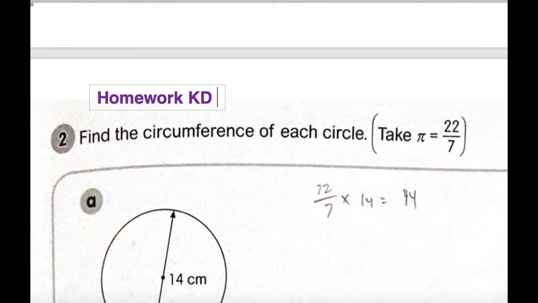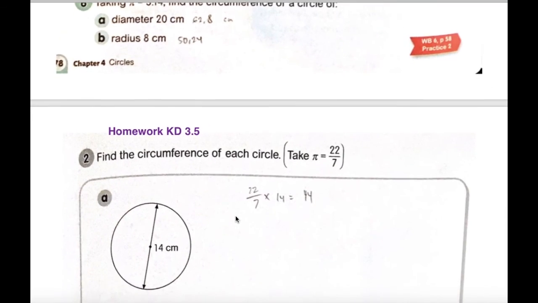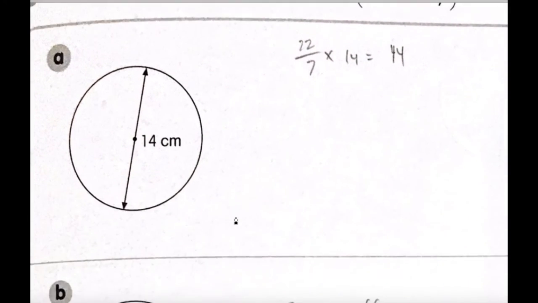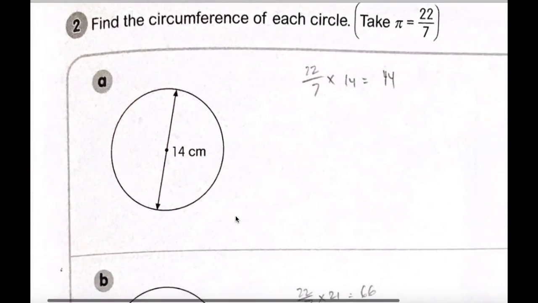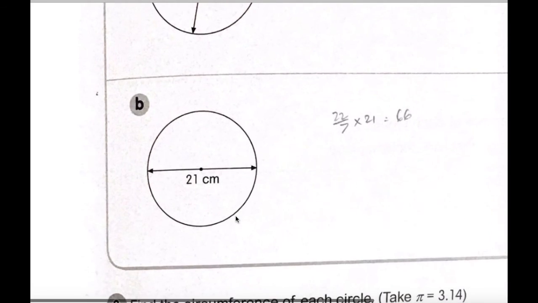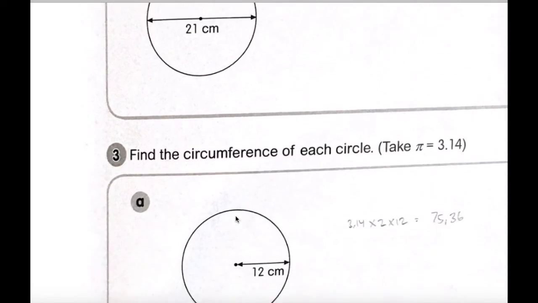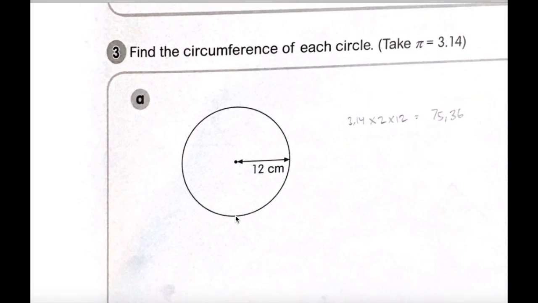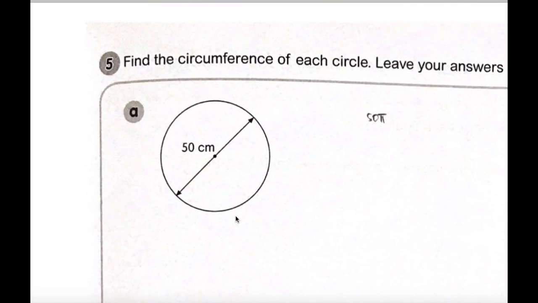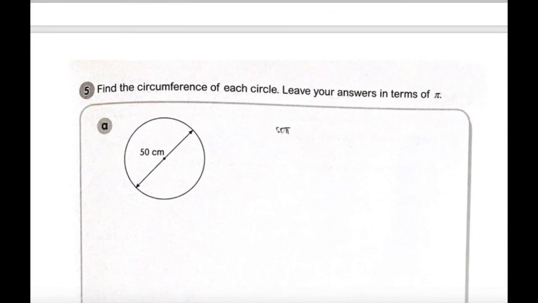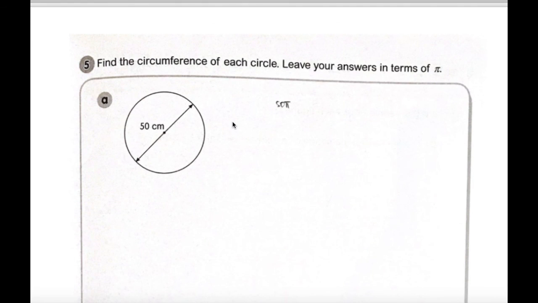Ini untuk KD 3.5. Your homework will be here. A. Oh, already give it to you, yeah? A. Already give it to you how to do it. B. Number 3. And then the last one is find the circumference of a circle. Leave your answer in the term of pi.